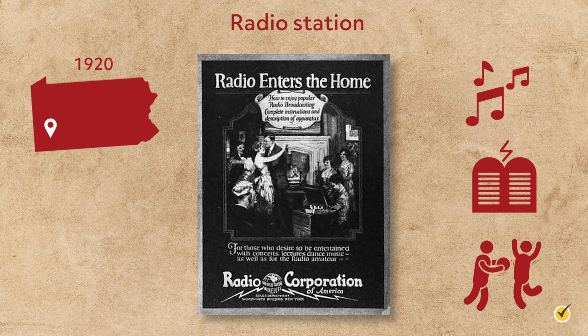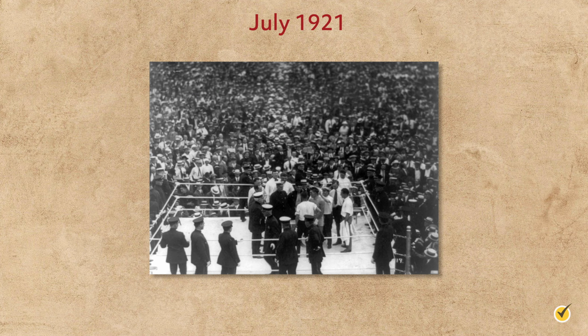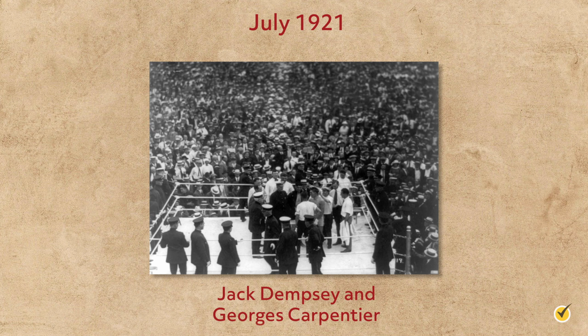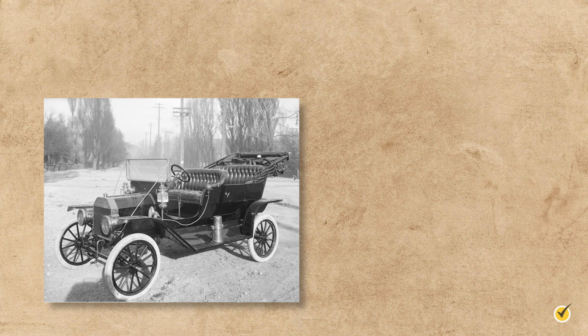The first live sporting event broadcast was the July 1921 heavyweight title fight between Jack Dempsey and Georges Carpentier. The event was a sensation. 80,000 gathered to watch the event in Jersey City, while another 300,000 listeners followed the blow-by-blow accounts of the ringside announcers. Car ownership increased substantially in the 1920s, from around 7 million in 1920 to a little over 23 million by 1929.